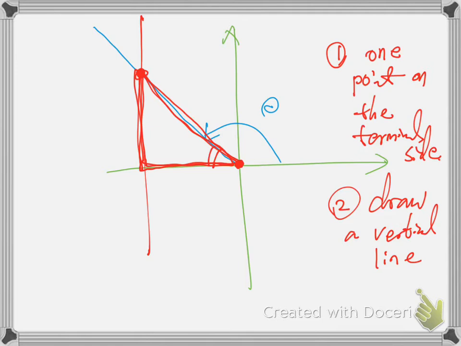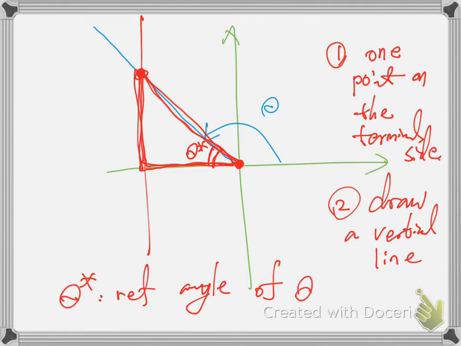So you look at this 0, the origin of the xy plane. So this angle is the reference angle theta star. So theta star is the reference angle of theta. So first pick a point and then draw a vertical line. So now you get a right triangle. One of the acute angles is the reference angle. It's not the top one, it's the bottom one with the origin as the vertex.